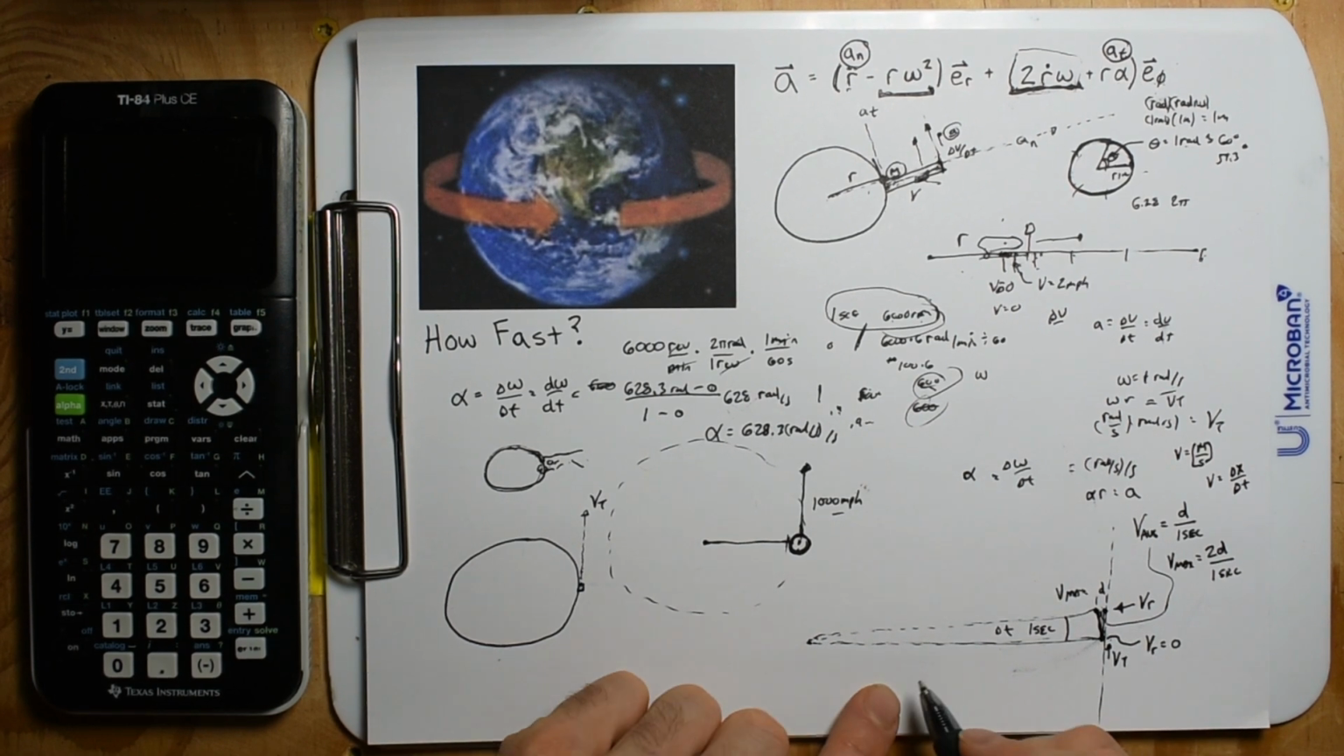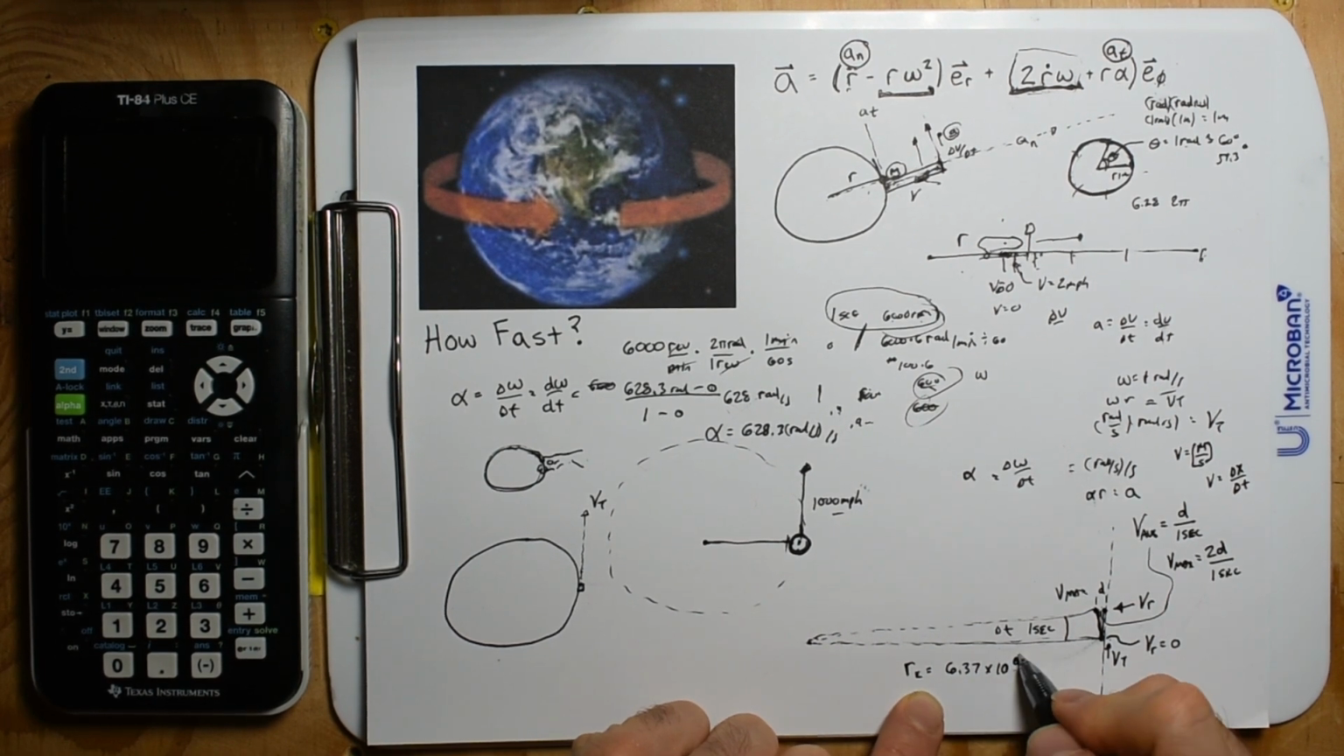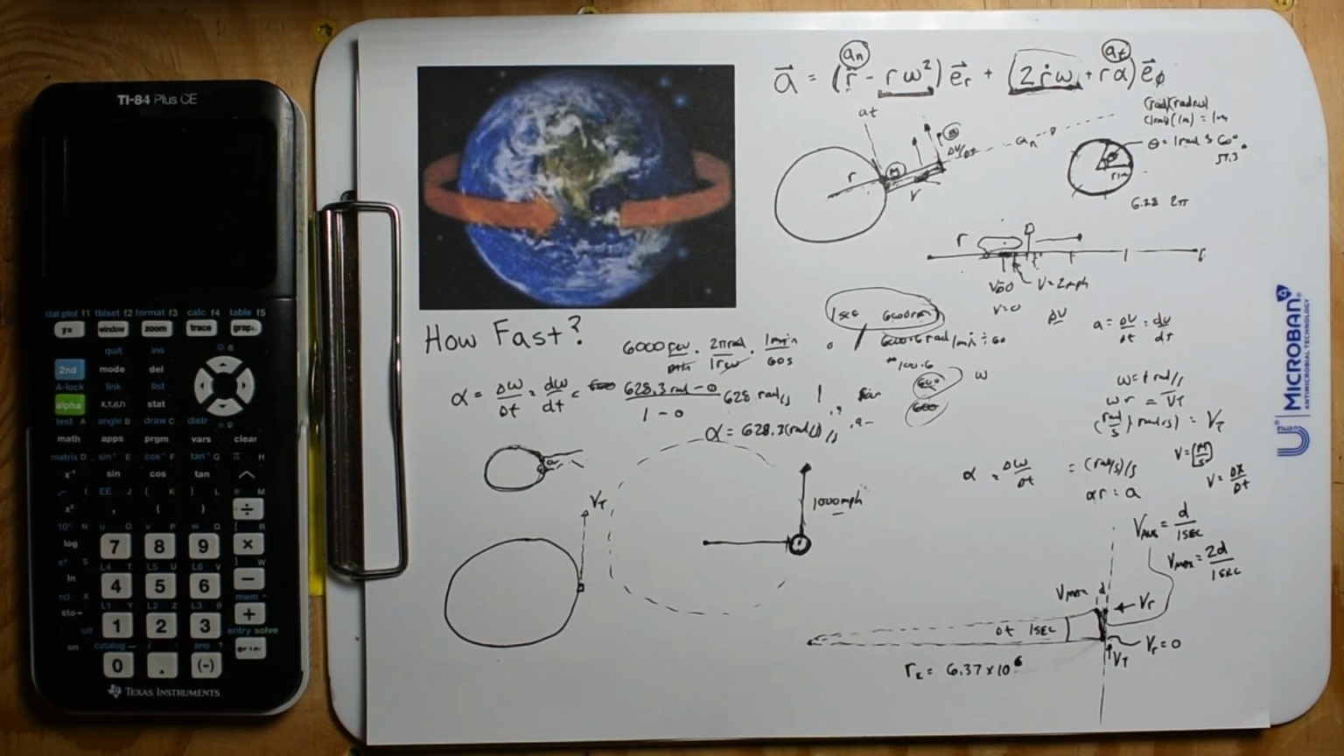And then we can actually put some numbers on this, and we're going to do that right now. The radius of the Earth is just a good one to know. It's 6.37 times 10 to the 6. It's 6 million meters.